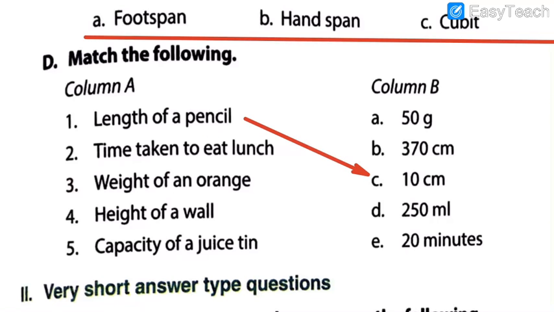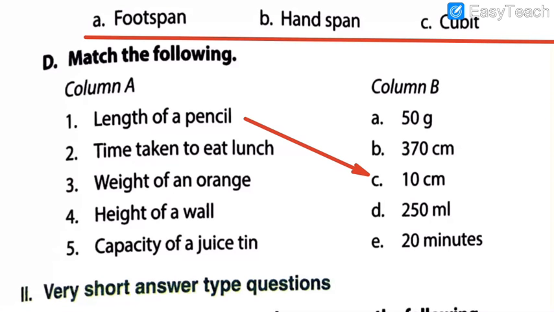So number 1 will match with option C, length of the pencil, 10 centimeter. You can also put an arrow like this, or you can write answer number 1 here or option C here. In whichever way you like, you can match the pair, but please make sure that when you send the photo, we should be able to understand what answer you have matched with the option.